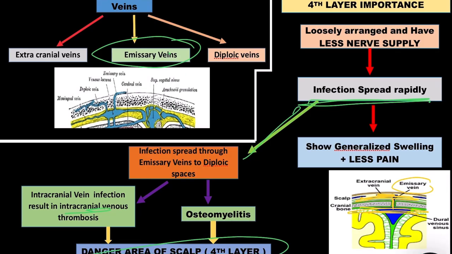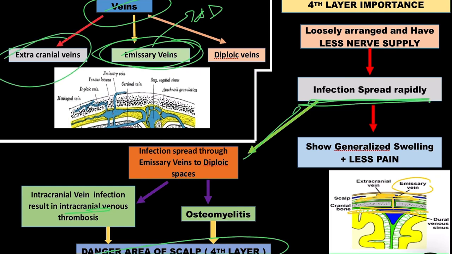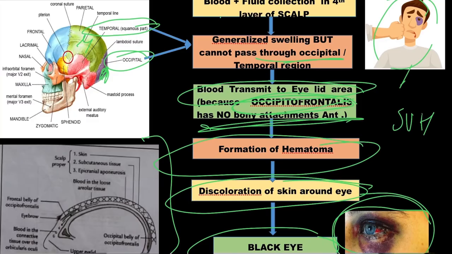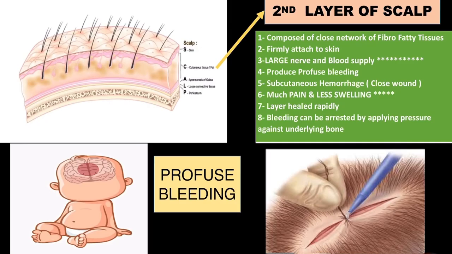Another thing I'd like to mention over here is that emissary veins are important. So we classify veins into extracranial veins, emissary veins, and the diploic veins. So here we are done with the fourth layer completely. Now we see how this last and final layer, that is the second layer, is important.